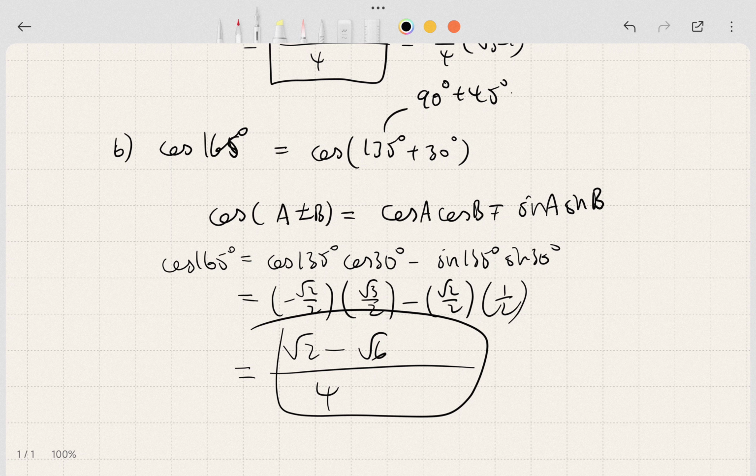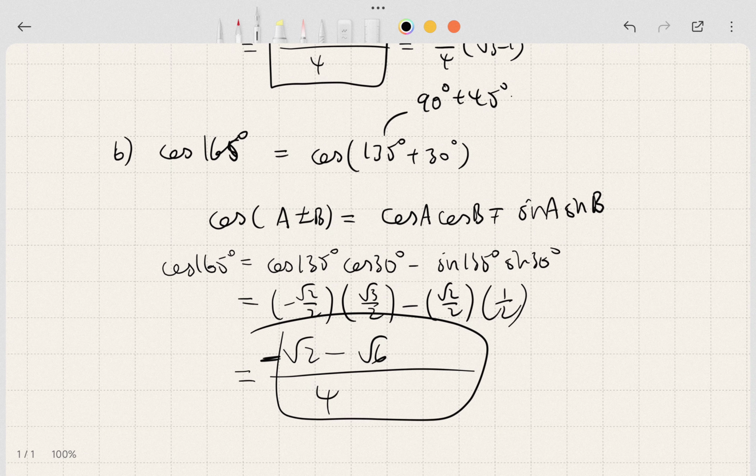And let me just check the answer. So square root of 2 minus square root of 6. I mistyped square root of 6 divided by 4, and oh, that is not the answer, fortunately. Oh yeah, I forgot a minus sign there. Oops, in front. Always be careful. There is a minus sign, and now this is correct.